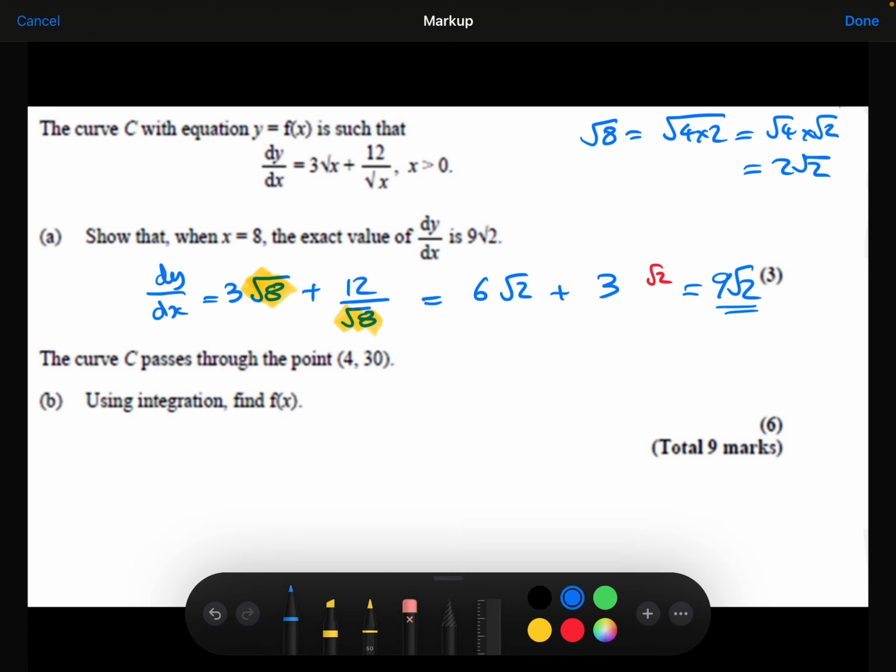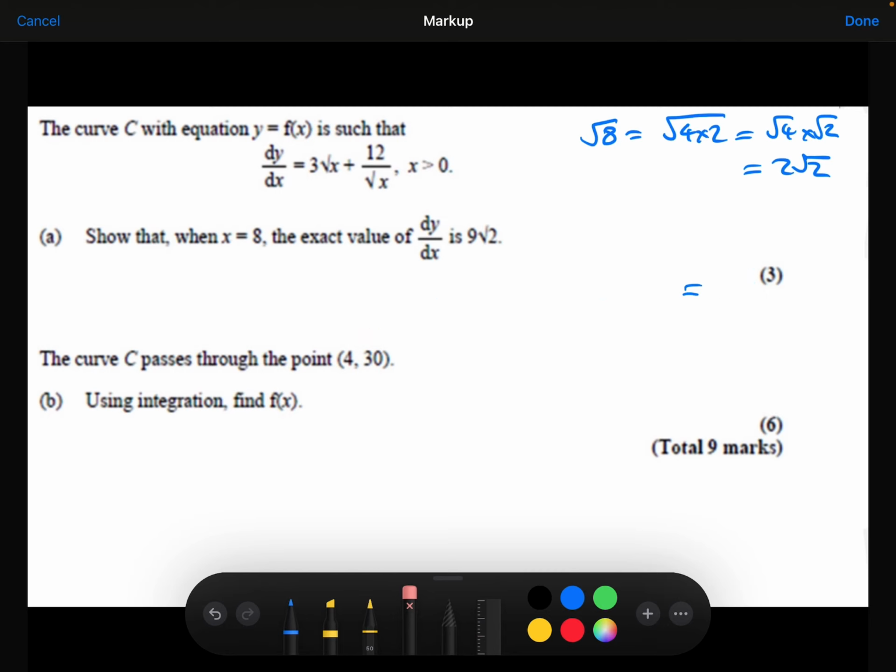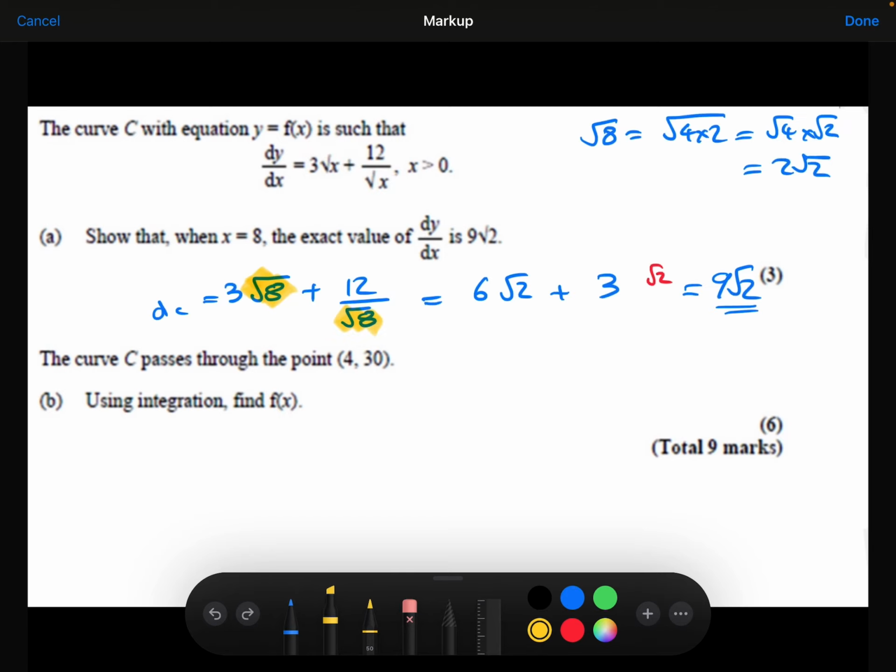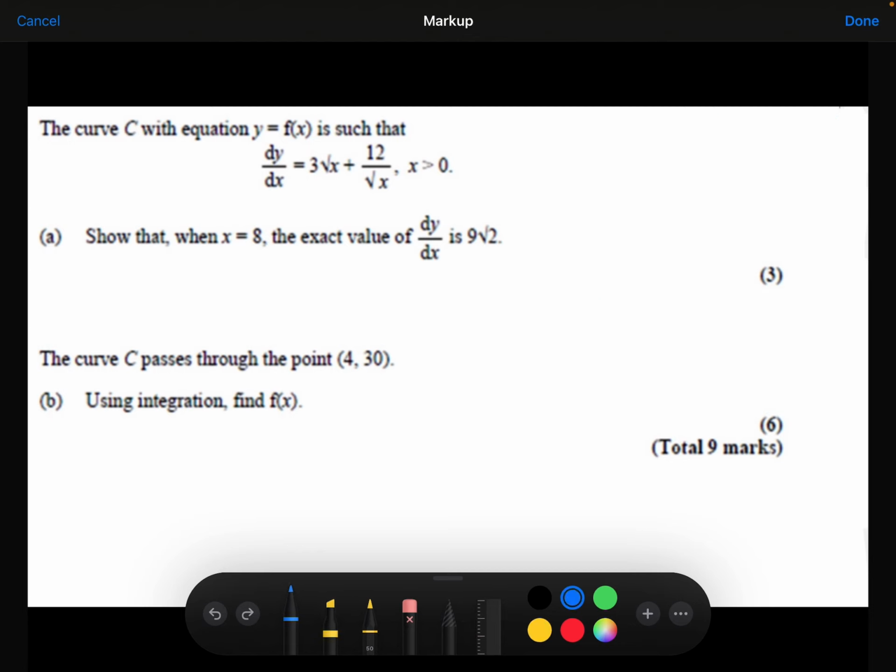And part B, using integration, find f of x. Find the actual function. So we are going to be taking our gradient function, the dy by dx, and we need to integrate that to get the actual function. Notice that this is the gradient function, so I am going to have to integrate this to get the actual function. So let's do that then. So let's integrate. First off, if I want to integrate this, I have to rewrite it in a form where it can be integrated.